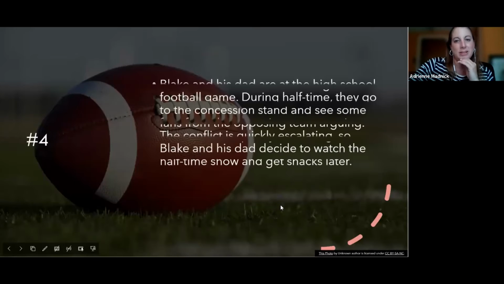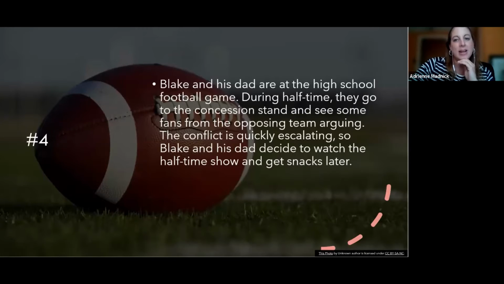All right, this is a situation. Blake and his dad are at the high school football game. During halftime, they go to the concession stand and see some fans from the opposing team arguing. The conflict is quickly escalating, so Blake and his dad decide to watch the halftime show and get some snacks later. So what do you think in this situation? What do you think Blake and his dad did?